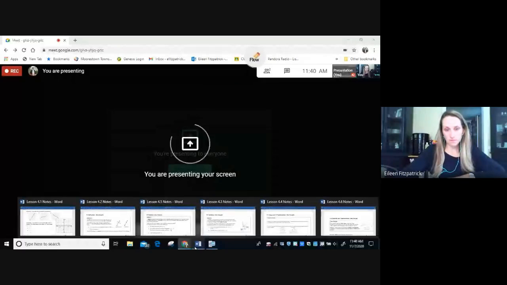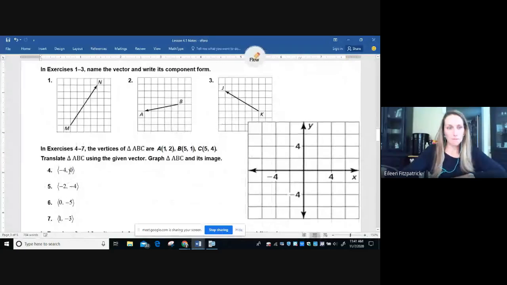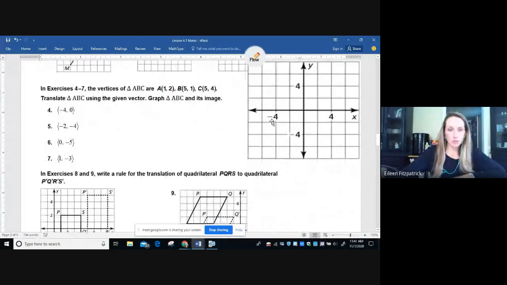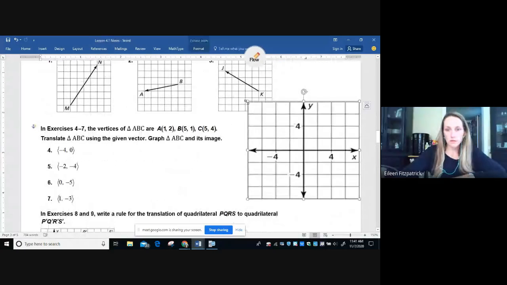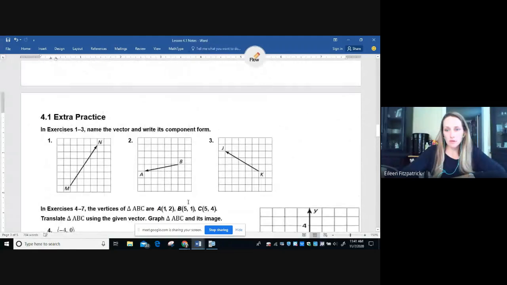Right, so we are going to finish lesson 4.1. So today is day 2. Let me present my screen and I'll get started. Okay, so we're going to pick up with these extra practice problems. I guess I have to make this a little smaller. I did the odds last time, so I'll work through the evens this time.